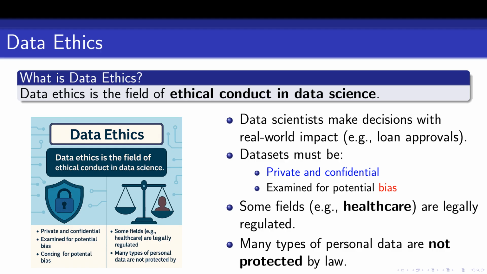It must be kept private and confidential, especially when it involves sensitive personal information. Data must also be checked for bias, as skewed or unrepresentative datasets can reinforce existing inequalities. Some industries are tightly regulated, but many types of personal data still fall outside legal protection. That means it's up to us as data professionals to proactively ensure that our practices are fair, transparent, and respectful of individual rights.